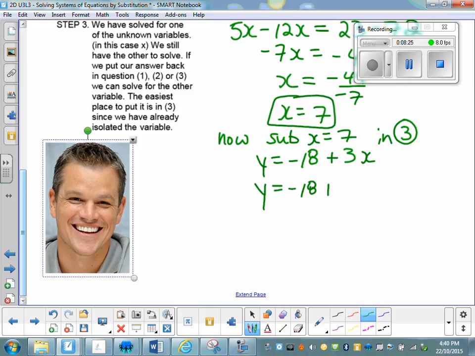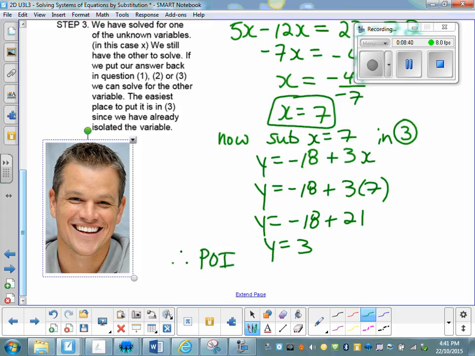So I'm going to put the 7 in for the x. And I end up with y equals 3. So at the end, just like yesterday, therefore, point of intersection is, and remember the x comes first, and the y comes second. So my point of intersection is 7, 3.